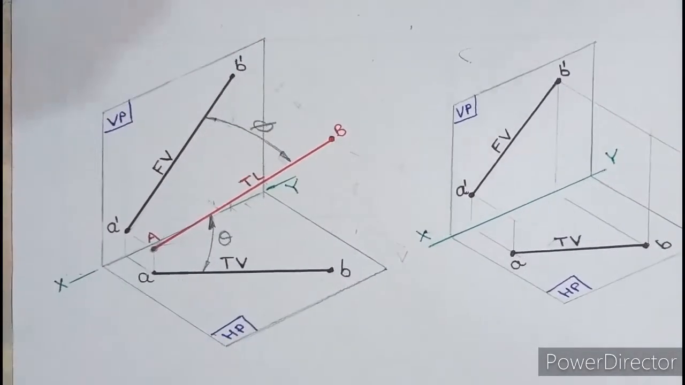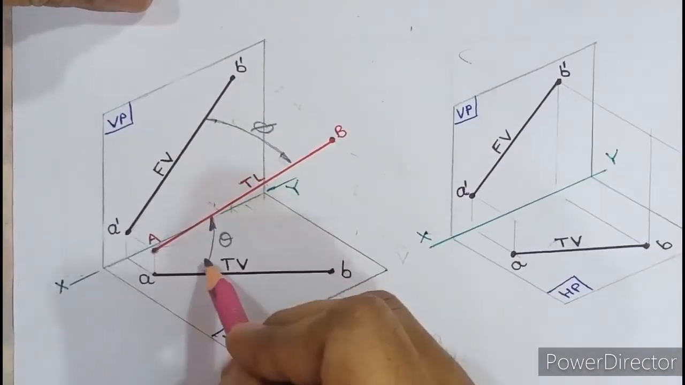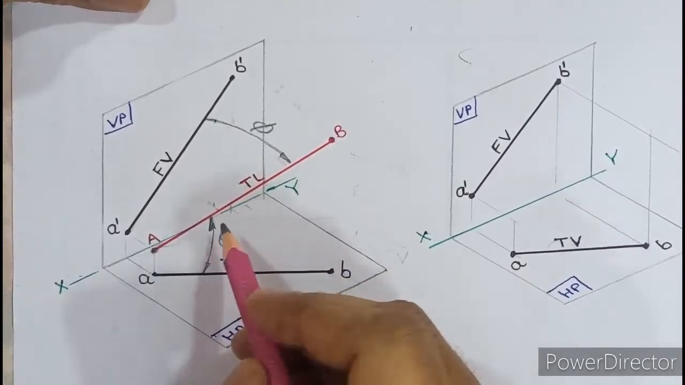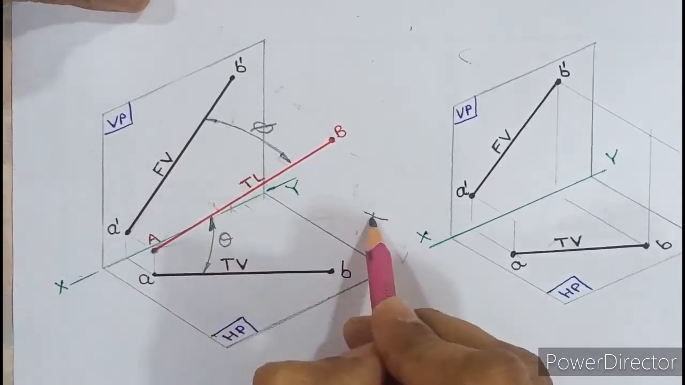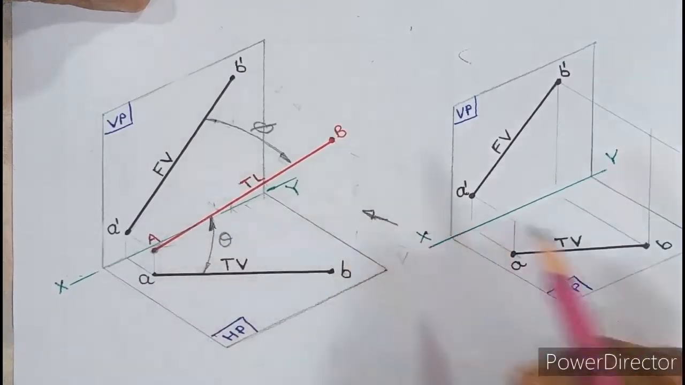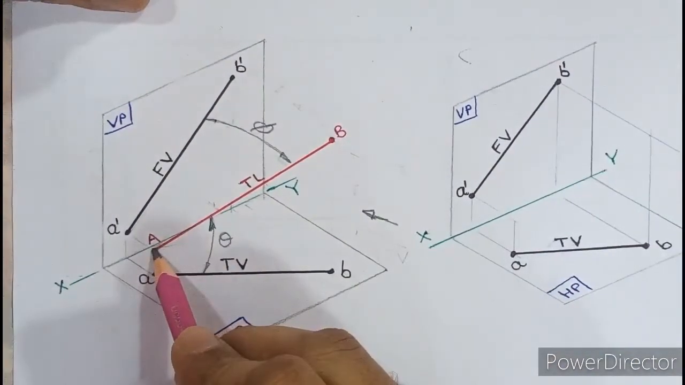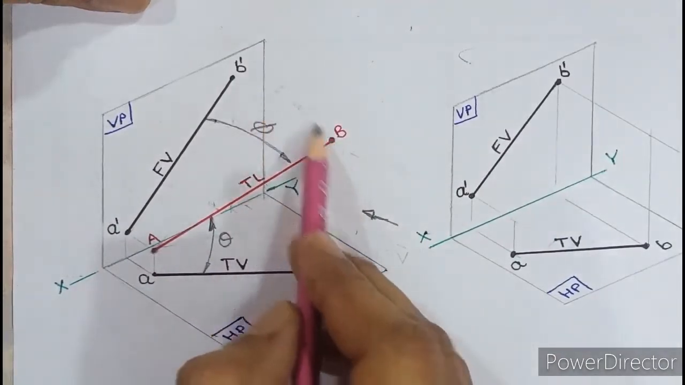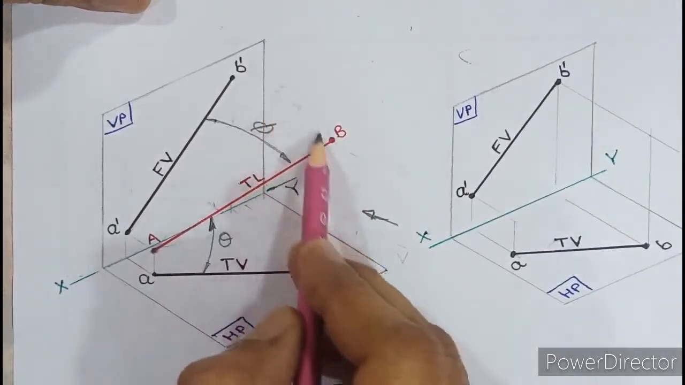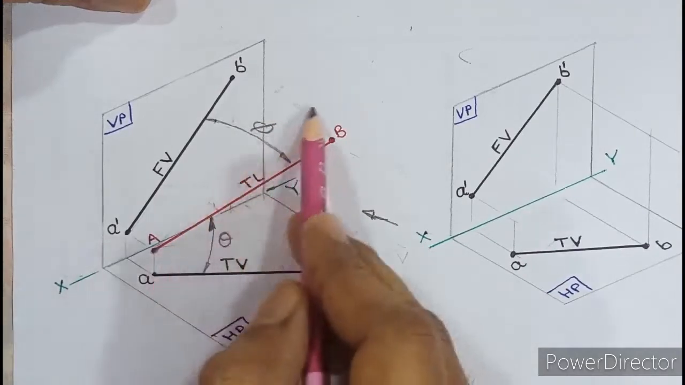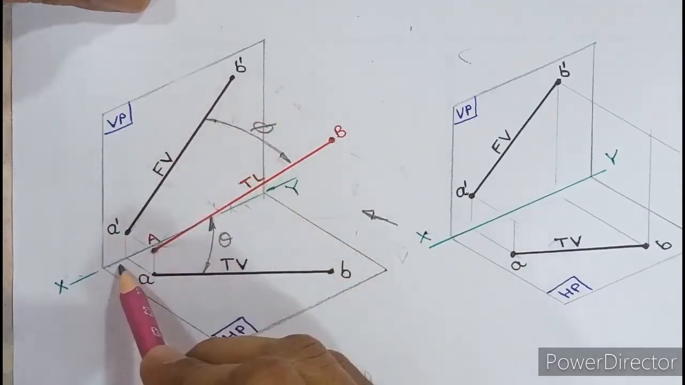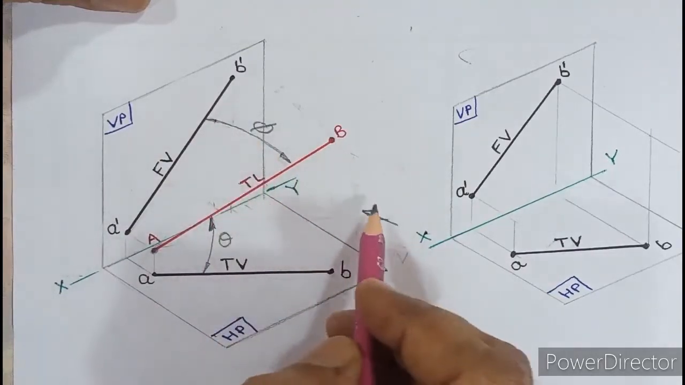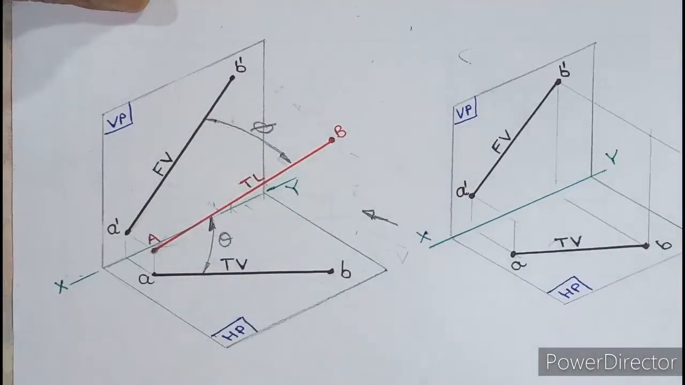Let us do a last minute revision once again. If I need to see the true length in the front view, what is the procedure? Keep point A fixed and rotate point B until the line becomes parallel with VP, or you can say until phi becomes 0. That is how you can see the true length from the front view.